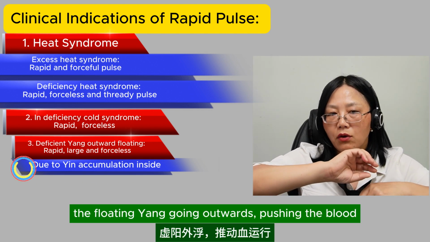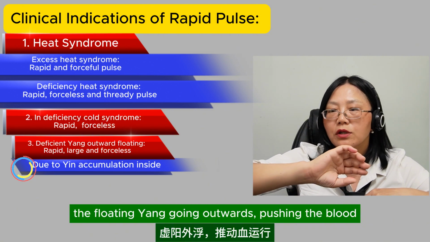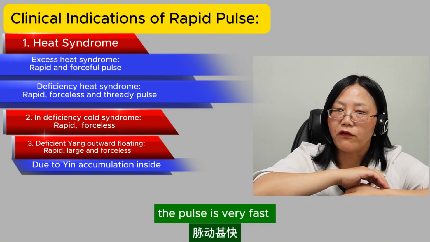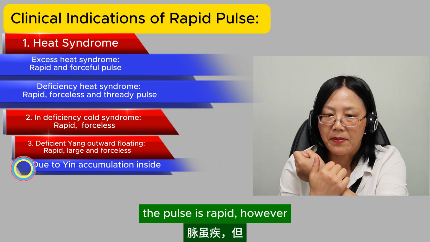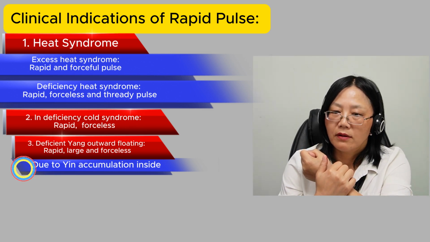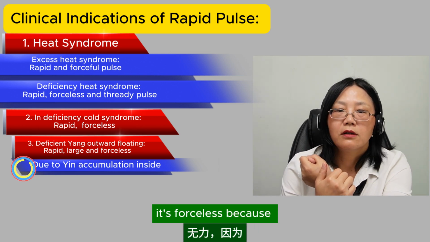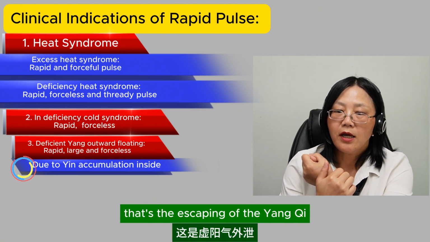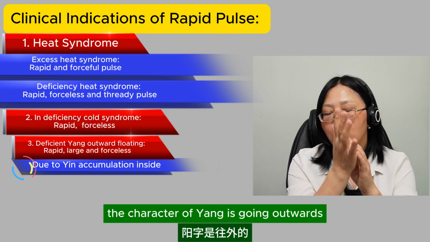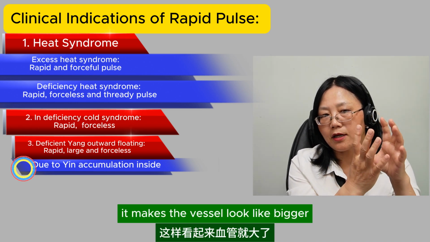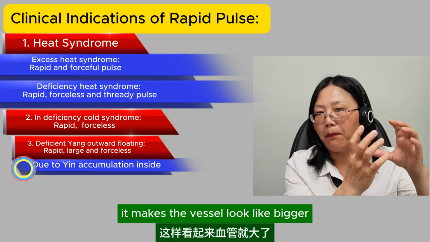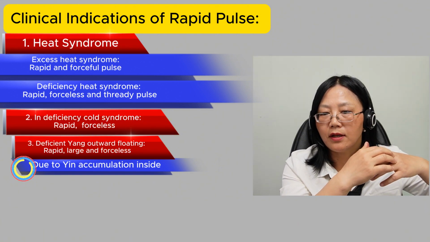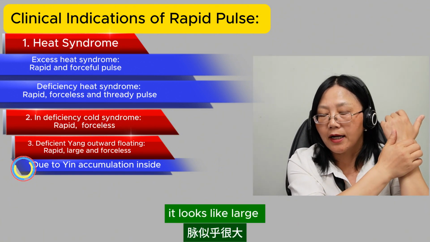The floating yang going outwards, pushing the blood. Therefore, it feels like the pulse is very fast. The pulse is rapid. However, it's forceless, because that's the deficiency yang qi. That's the escaping of the yang qi. The character of yang is going outwards. It makes the vessel look bigger. You push on it, it's forceless. You feel it, it looks like large.